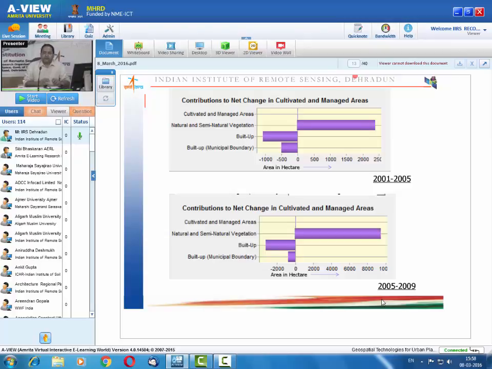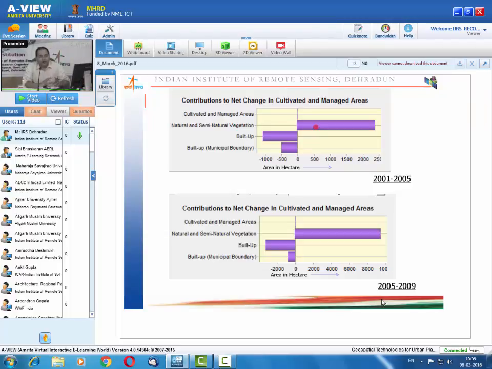Right? And this shows how the cultivated areas have grown. The major contribution to increase in agriculture area is from natural and semi-natural vegetation, and the negative shows some cultivated areas have transformed into built up municipal. So what we are trying to support is the same thing we are getting from our different diagrams. Built up areas are growing at the expense of mainly agriculture areas, and agriculture areas are basically growing at the expense of natural and semi-natural vegetation.